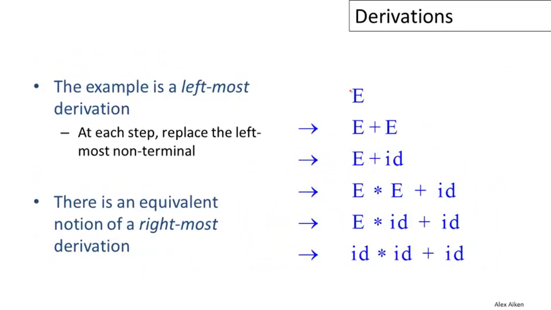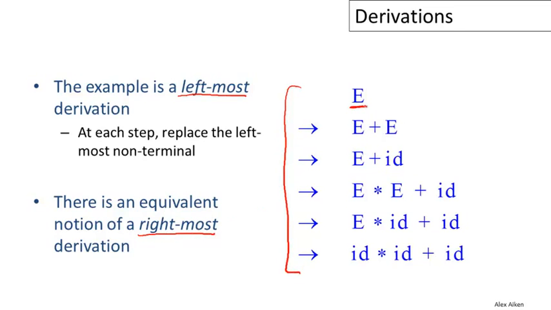Continuing on, the previous derivation I showed you is actually a very special derivation. It's what's called a leftmost derivation, where at each step we replace the leftmost non-terminal in our string of terminals and non-terminals. And there's a natural and equivalent notion of a rightmost derivation. And here it is. Here is a rightmost derivation for the same string.